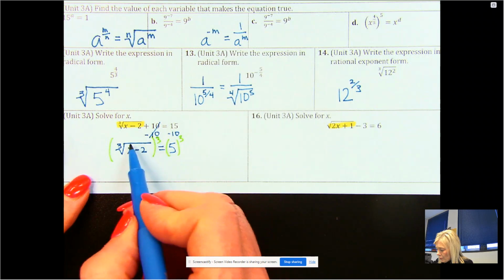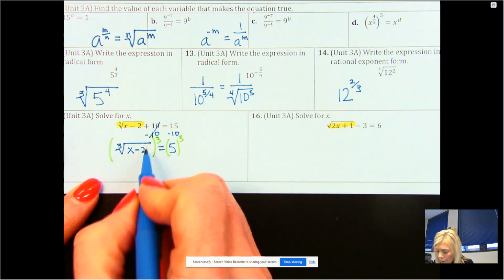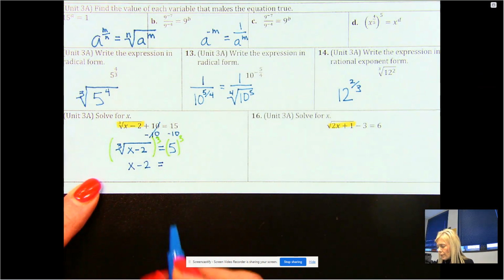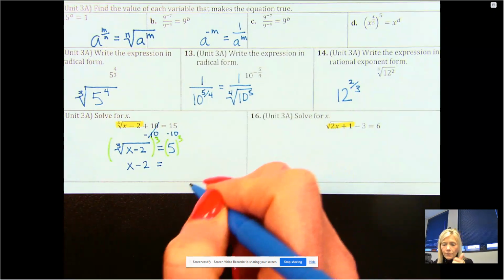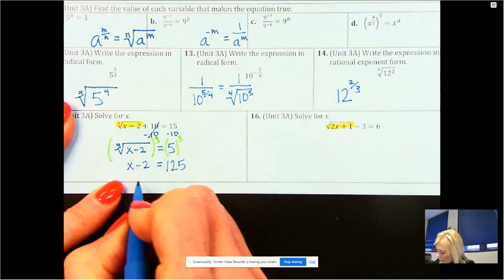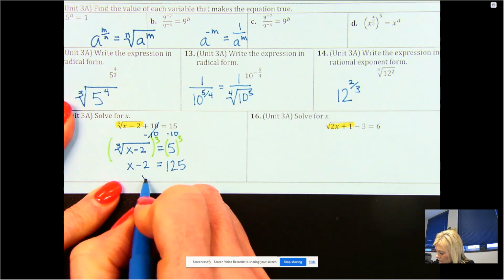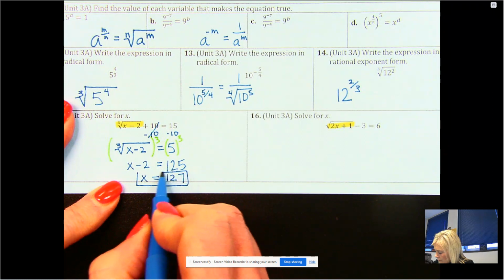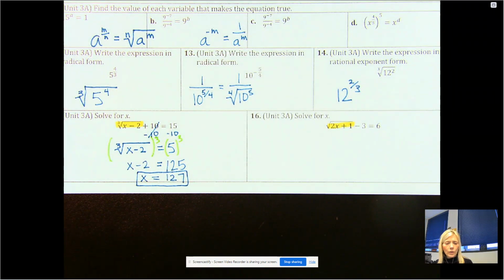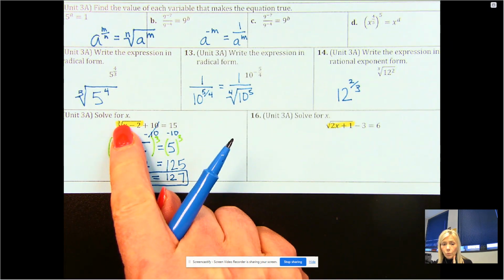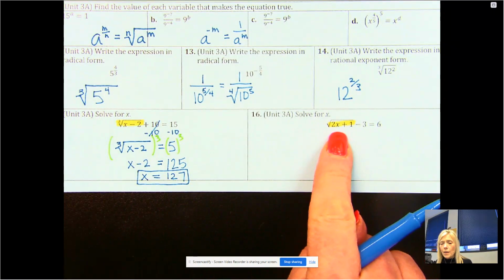So these two, the root and the exponent, they undo each other. So this is x minus 2. And then 5 to the third means 5 times 5 times 5, which is 125. You add the 2, so x is 127. Okay, I didn't worry about whether or not there would be a solution because cubed root equations always have one real solution. Square root equations have one real solution or no real solution.